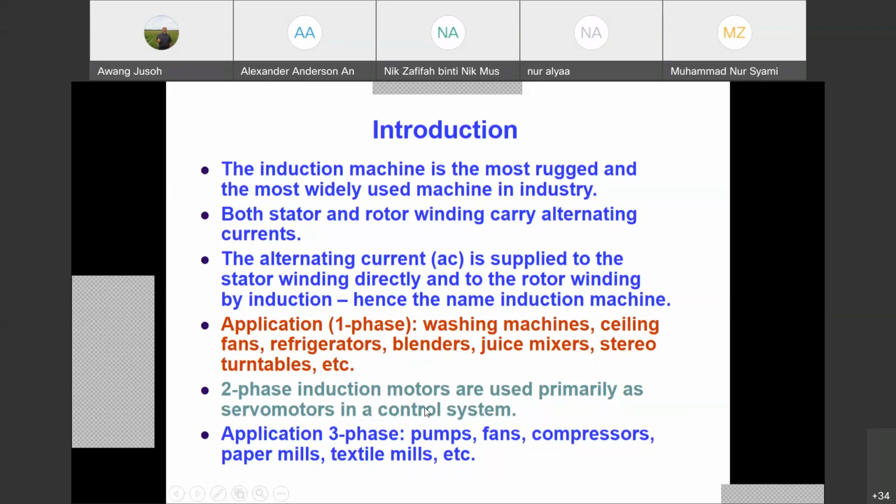For three-phase applications, we have pumps. To drive pumps, they use a three-phase induction motor, and also fans, compressors, paper mills, and so on. Basically in industry. Most industries use three-phase induction motors to drive pumps, fans, compressors, and so on. If you go and work in industry, you will see all these things. These are basic information that we need to know.